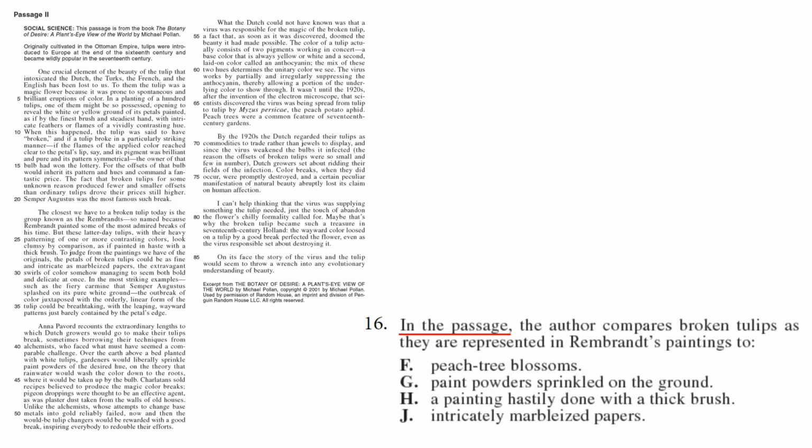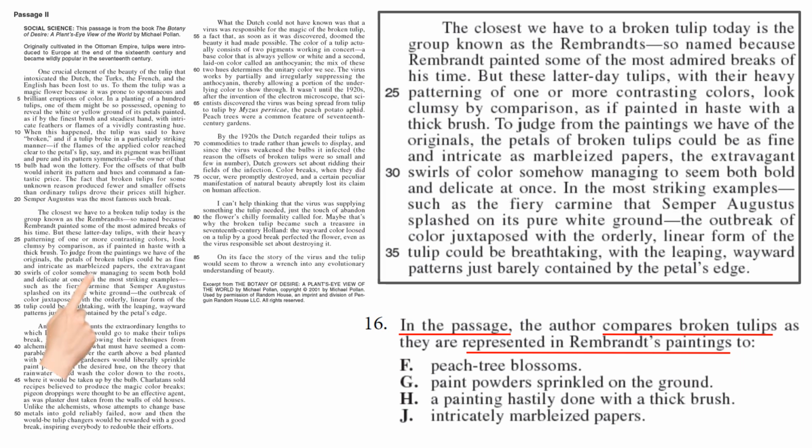In the passage, the author compares broken tulips as they are represented in Rembrandt's paintings to... So we know it's there somewhere, right? It says it around line 30, and it says the petals of broken tulips could be as fine and intricate as marbleized papers. The hardest part about that question is just finding it. With unlimited time, I would expect almost every student to get this one right. With limited time, it might be tricky to find.